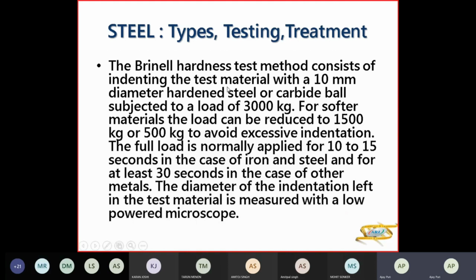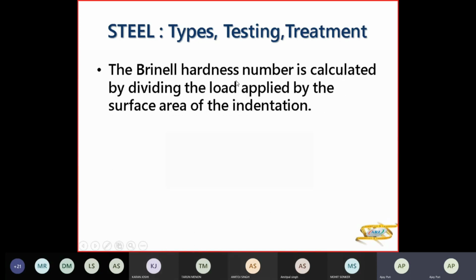ओके. So Brinell hardness जो है, it is consisting of indenting the test material with 10 mm diameter hardened steel or carbide ball subjected to load of 3000 kg. Softer material में load को reduce करके 1500 kg or 500 kg पे आ जाएगा, because otherwise excessive indentation आएगा. And the load is applied normally for continuous 10 to 15 seconds in case of iron and steel, and 30 seconds in case of any other metal. Then the diameter of indentation left in the test material is measured by a low-powered microscope. Then the Brinell hardness number is calculated by dividing load applied by the surface area of indentation.